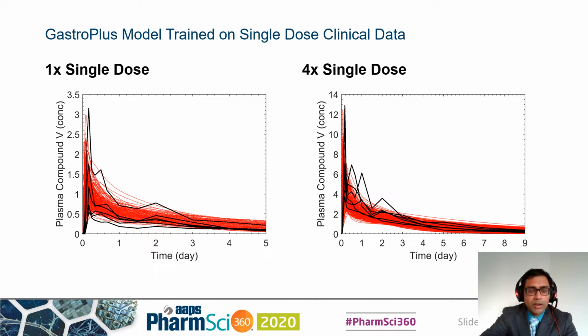Thick black lines are the plasma exposure of patients in that early clinical trial, and the thin red lines are population level PK simulations, again, based off that model that we built in GastroPlus. What's being plotted here is that the same exact model was run for a 1x single dose and a 4x single dose as well, and it matches the single dose trajectories pretty well.